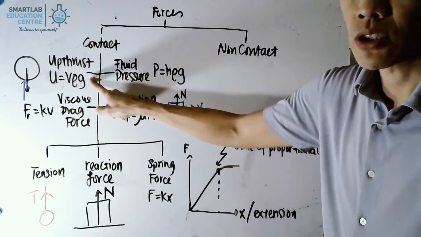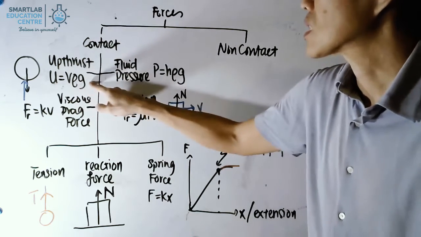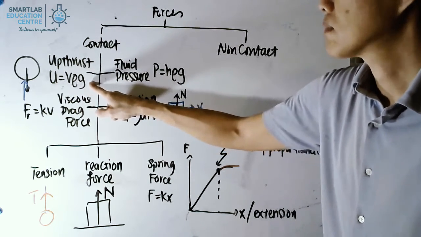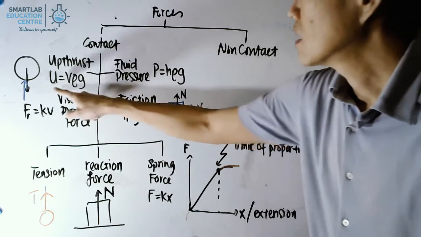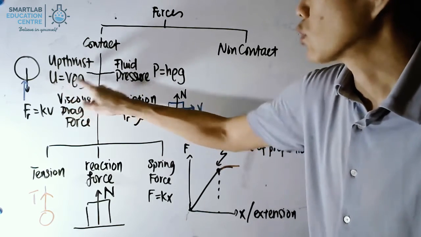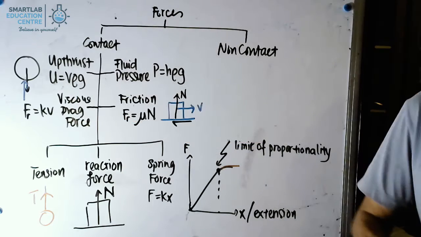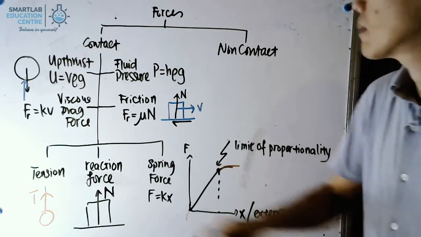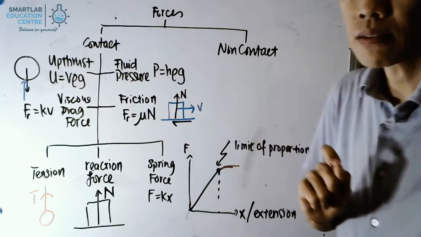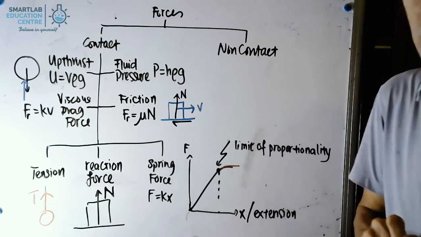Next one to look at is actually your upthrust. Upthrust occurs when an object is submerged in a fluid. So the upthrust is equal to Vρg. V is the volume of the fluid that has been displaced. Rho is the density, and g is the acceleration due to gravity.